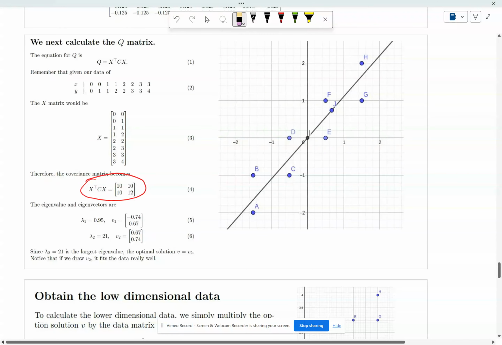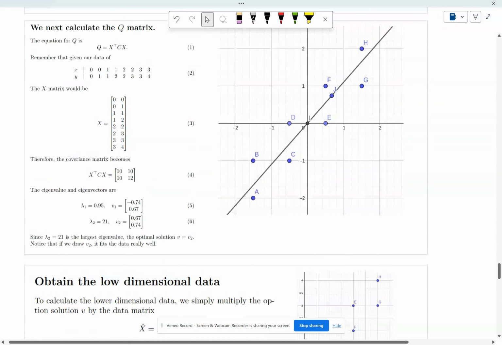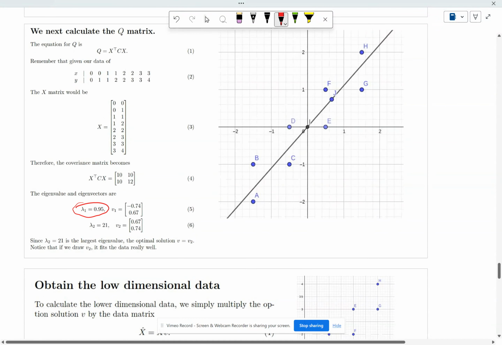Now you need to calculate the eigen decomposition. So lambda 1 is 0.95, and here's the eigenvector. And the second one is 21, and here's the eigenvector. From this, remember you want to pick the largest one. So this eigenvector is the solution. Now, if you were to draw this vector out, 0.67, which is right here, and 7.4. So this is the vector.